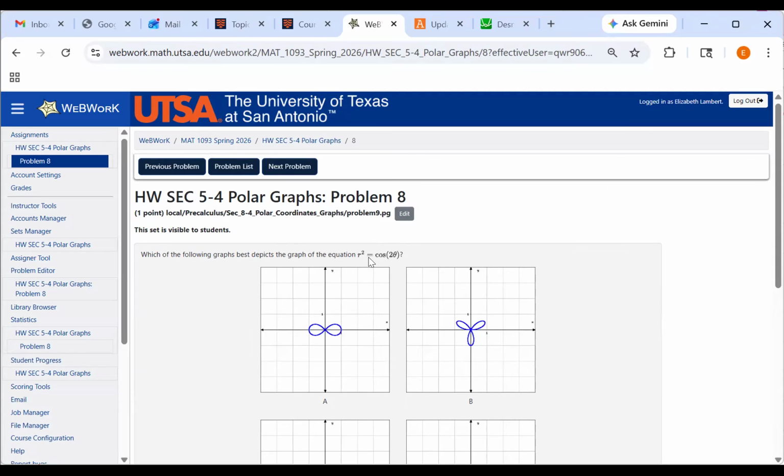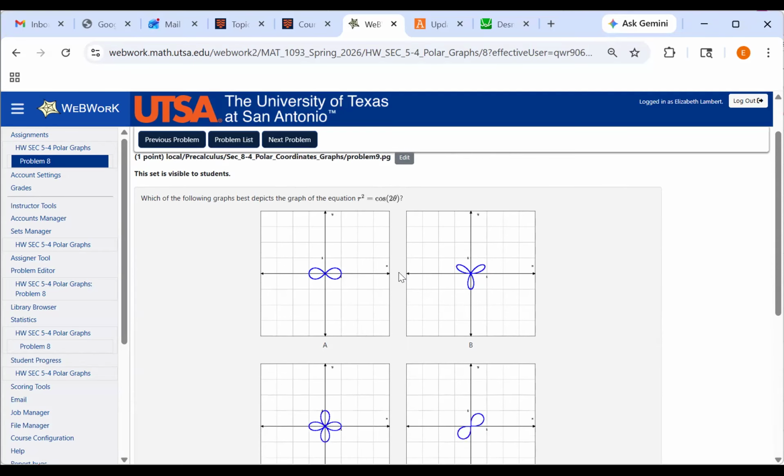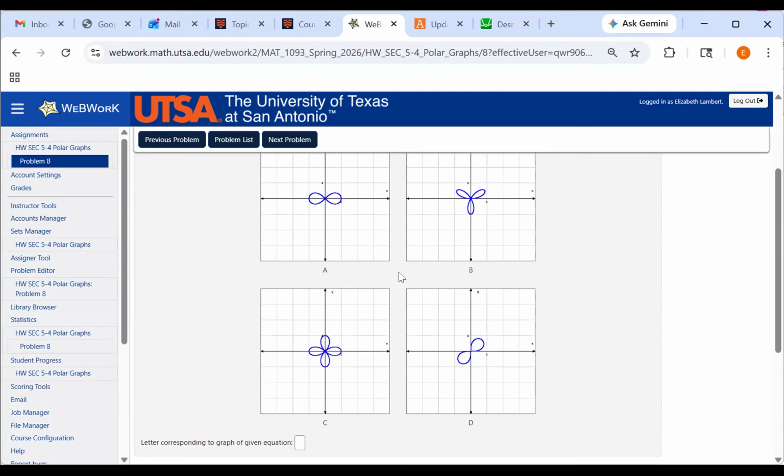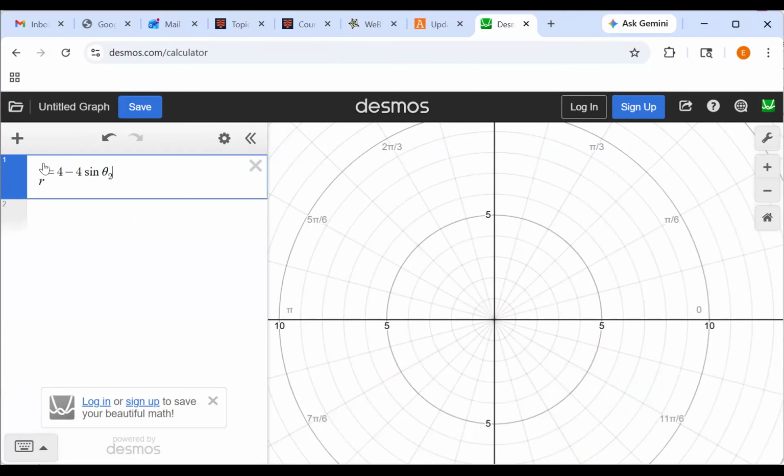So this is r squared equals cosine 2 theta. If I try to type it over here on Desmos, r squared equals cosine 2 theta, it's producing nothing for the graph. So the way Desmos works, Desmos can't handle the squared there.